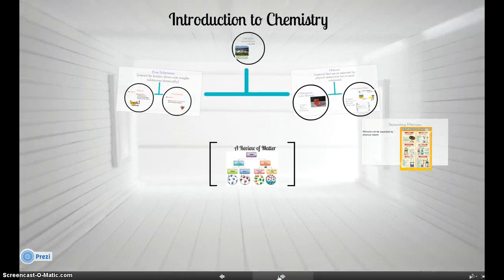So this is our introduction to chemistry, pure substances and mixtures. You need to know the difference between them. You need to know the two types of substances and the two types of mixtures. You can see here that it's put into a little diagram for you. Matter is separated into pure substances, elements, compounds, and mixtures, homogeneous, heterogeneous, and mixtures can be separated out by physical means.